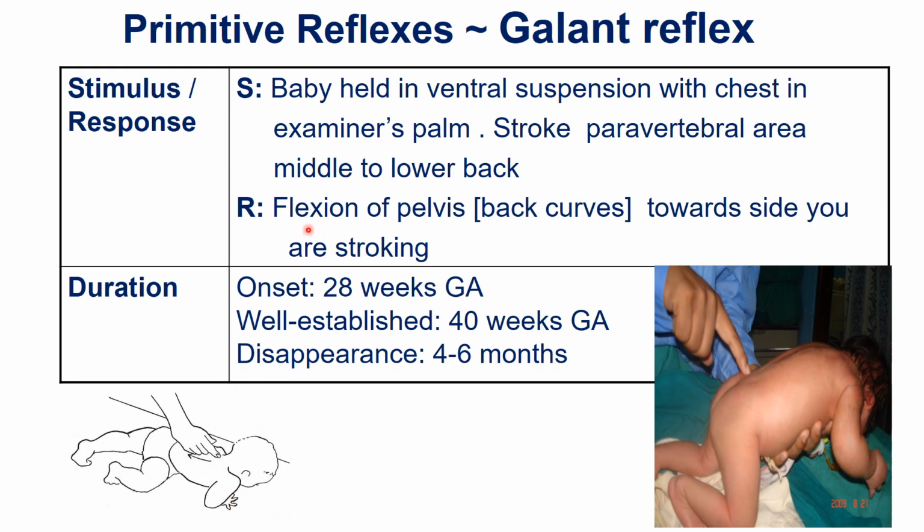The response will be flexion of the pelvis, which leads to curving of the back towards the side you are stroking. If you are stroking the left side, the pelvis will curve towards the left. If you are stroking the right side, it will curve towards the right. So the baby responds towards the stimulus. Onset is 28 weeks of gestation, well established by 40 weeks, and disappearance is 4 to 6 months of age.